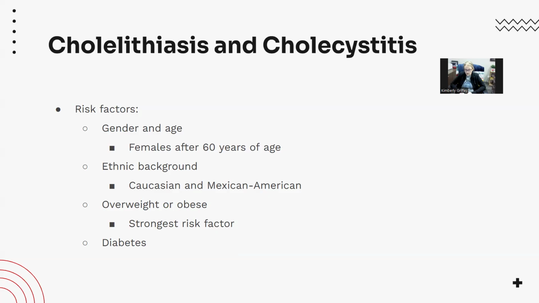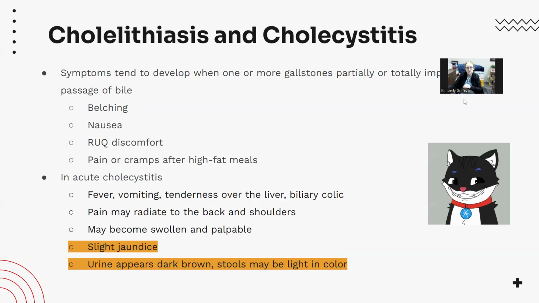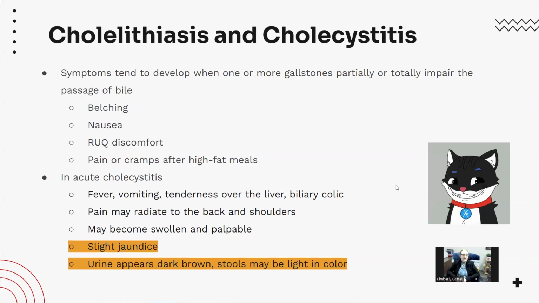If you have Crohn's disease, low calorie, liquid protein diets, cystic fibrosis, lots of things can cause it, and it's going to be more common in those groups. So symptoms tend to develop when one or more gallstones partially or totally impair the passage of bile. So you'll have belching, nausea, right upper quadrant discomfort, and pain or cramps after high-fat meals.